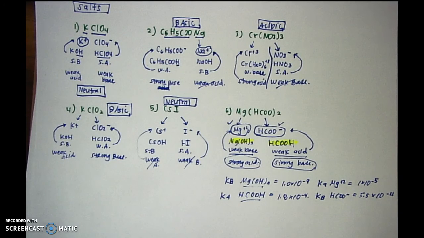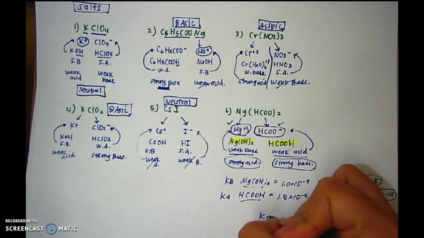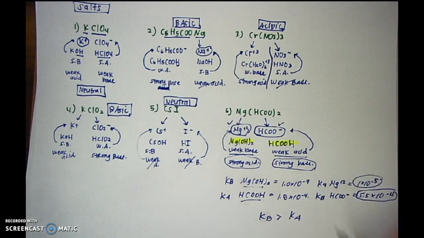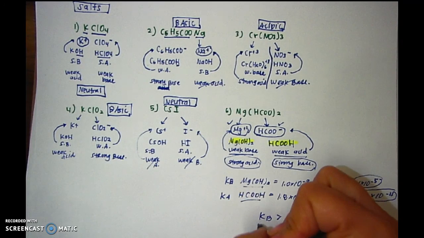And at this point, all you're doing is you're comparing. Which is a bigger number? Is it my base dissociation constant or is it my acid dissociation constant? And in our case, we have 10 to the negative 5 is much bigger than 10 to the negative 11. So my Ka is bigger than my Kb here, according to these numbers that we just solved for. And this tells us that the solution itself is going to be basic.